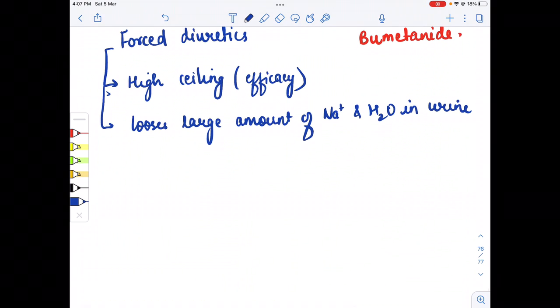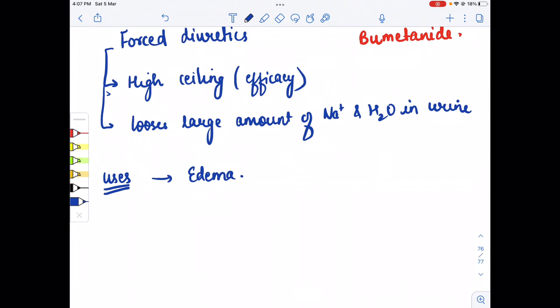So where can we use these drugs? Loop diuretics are used in edema conditions, because they lose lots of water and sodium outside in the urine. So in edema we can use these drugs.